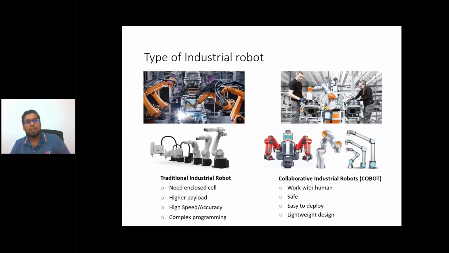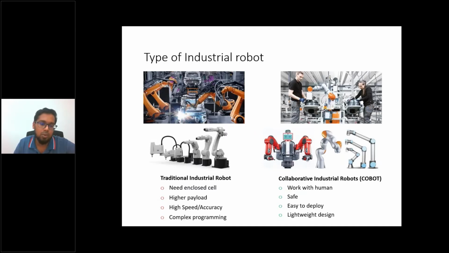Okay, next, I would like to introduce another type of industrial robot. We can separate them into two currently: the traditional industrial robot and the collaborative industrial robot. The collaborative industrial robot can work with humans, that's why it's called collaborative. It is safe to work with humans, but of course there are pluses and minuses in both types. The traditional robot needs an enclosed cell, while the collaborative robot doesn't. You can just work with humans in a safe manner.